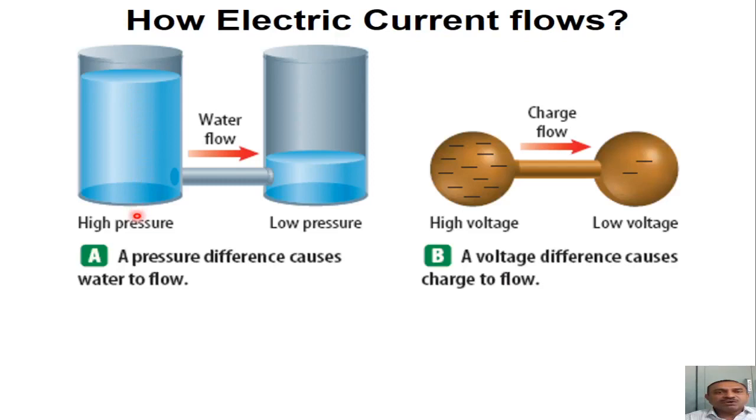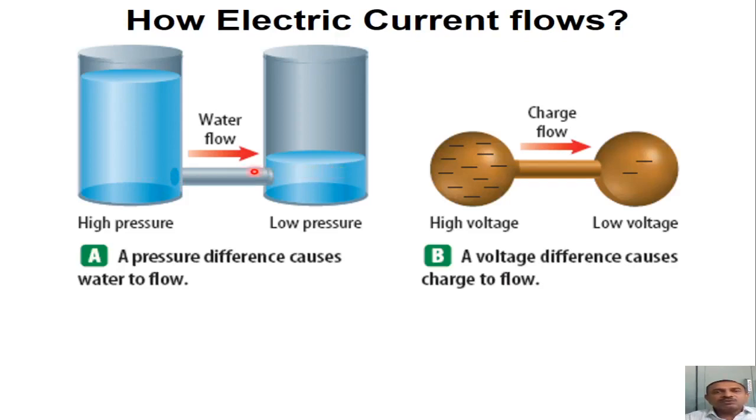That means the water pressure is higher in the left side tank, while the right side tank has less water inside it, so there will be less pressure. When we connect these two tanks through a pipe, then there will be the flow of water from the left side tank to the right side tank.